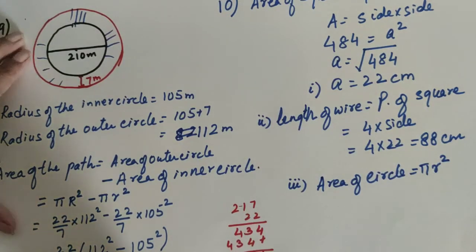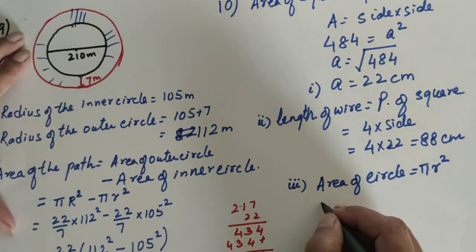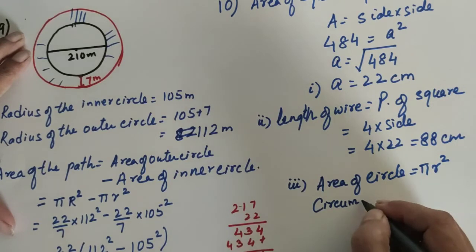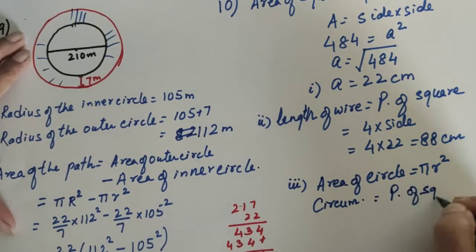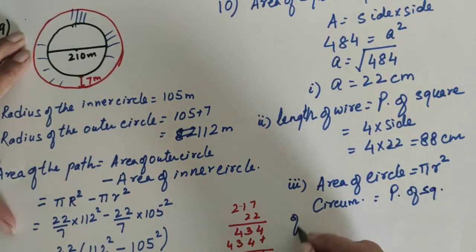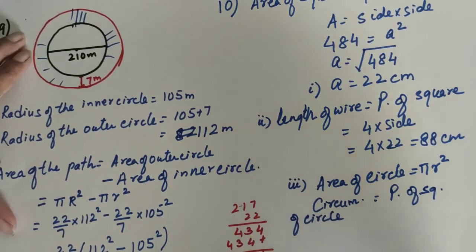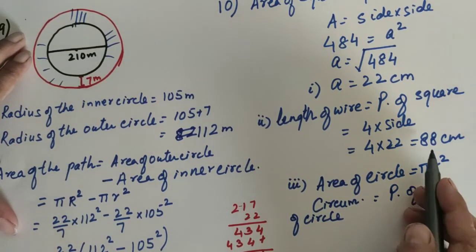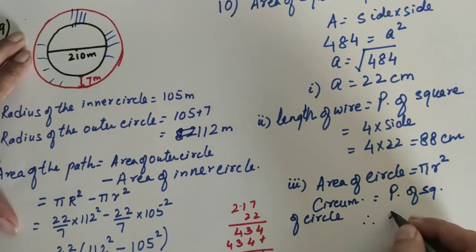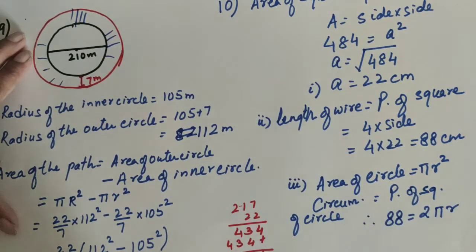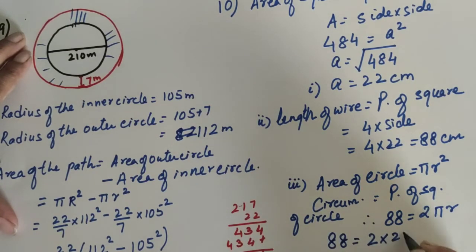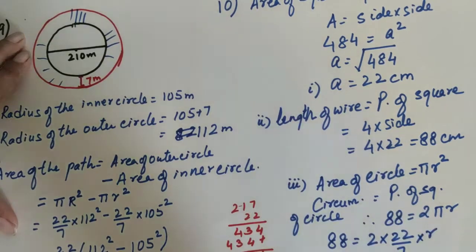How do we find the radius? Now, the circumference of the circle is equal to the perimeter of the square. The perimeter of the square is 88. Therefore, 88 is equal to 2 pi r. So 88 is equal to 2 into 22 upon 7 into r.